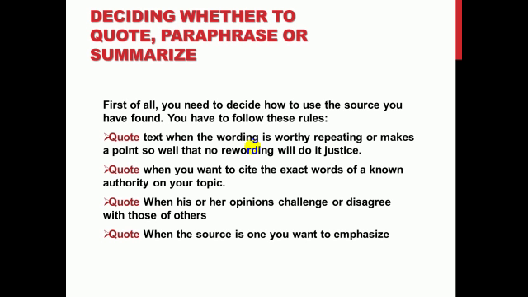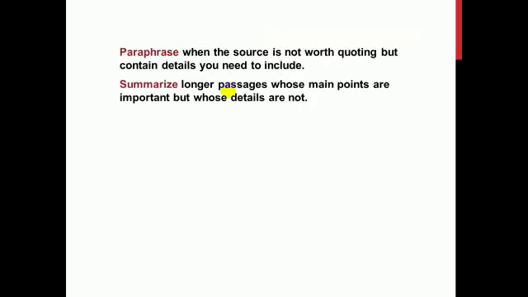Okay, when the source or the wording of the author is very important and I want to emphasize it, to focus light on it, in this case I want to cite it as it is. All of those are about quoting. Now I have to know when to paraphrase and when to summarize. Now, paraphrase when the source is not worth quoting, but contains details you need to include.